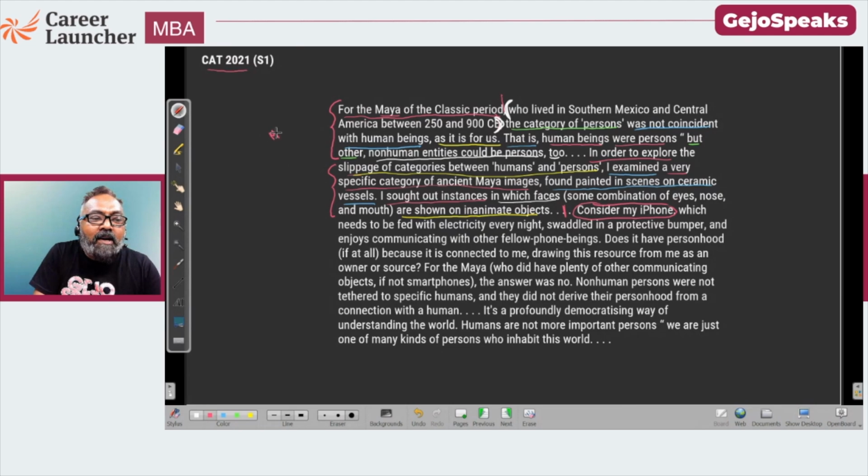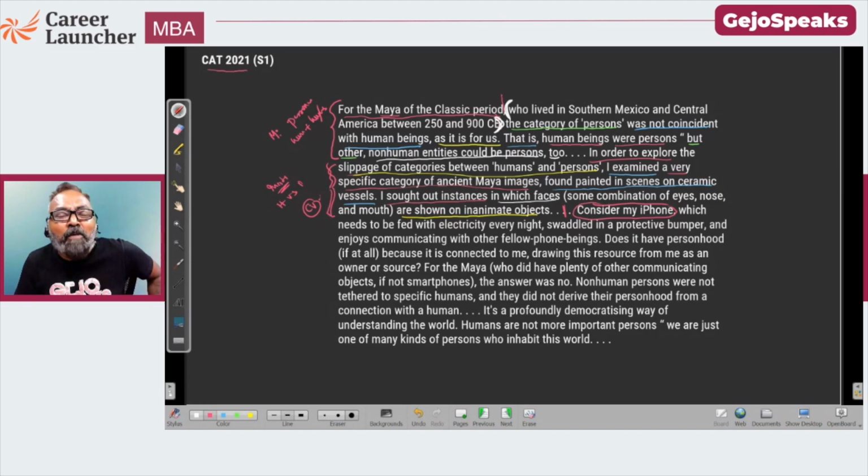For the classic Maya, persons include humans plus non-humans. I want to investigate and explore the differences between humans versus persons. I looked at some ceramic vessels, and this is how I did it. In the context of reading comprehension, this will not be that important. The process is okay. Now he or she is giving an example.